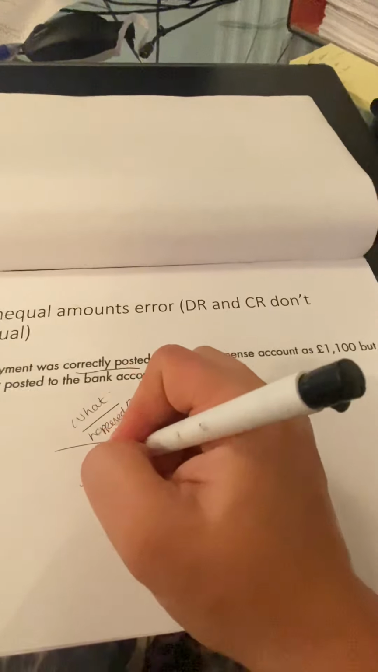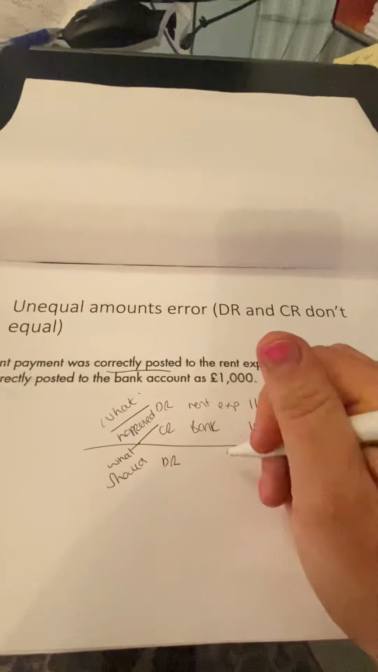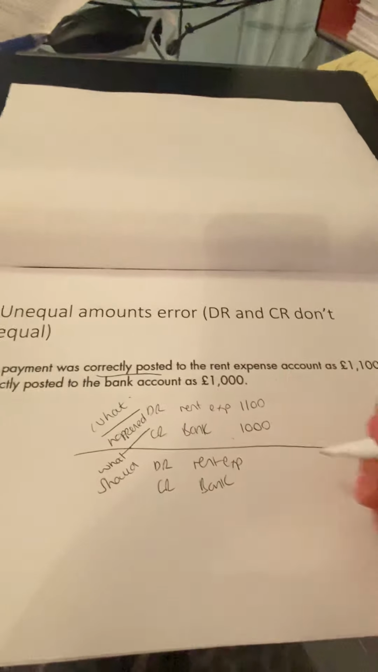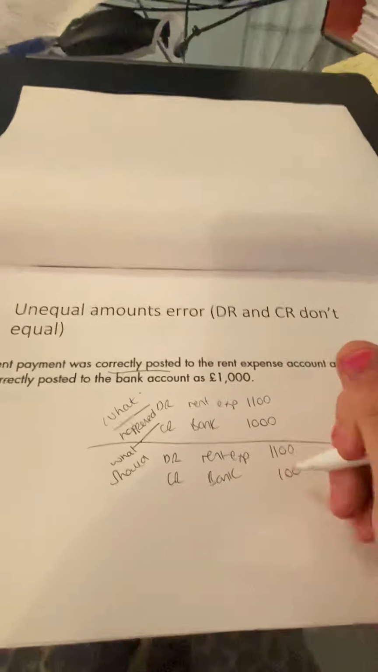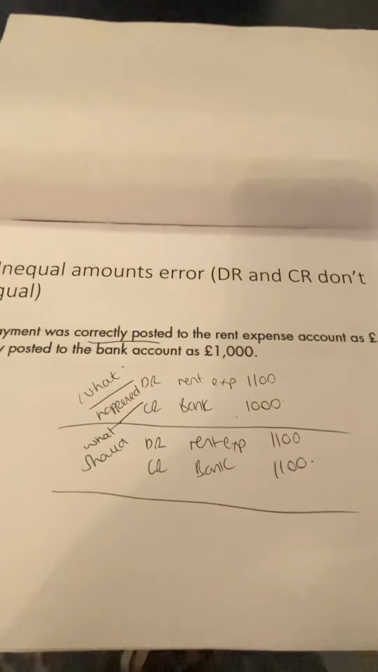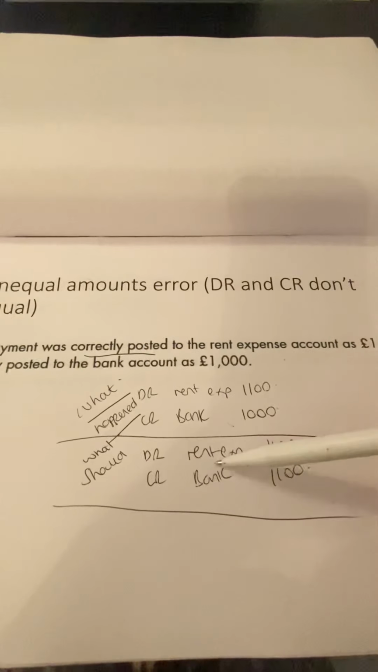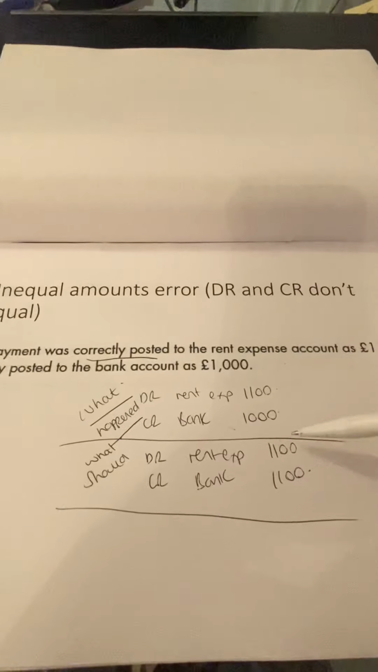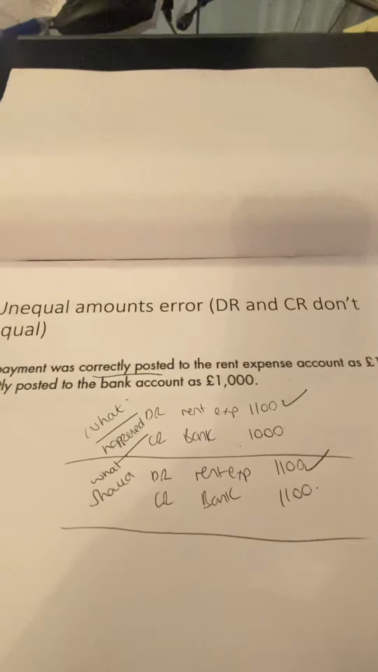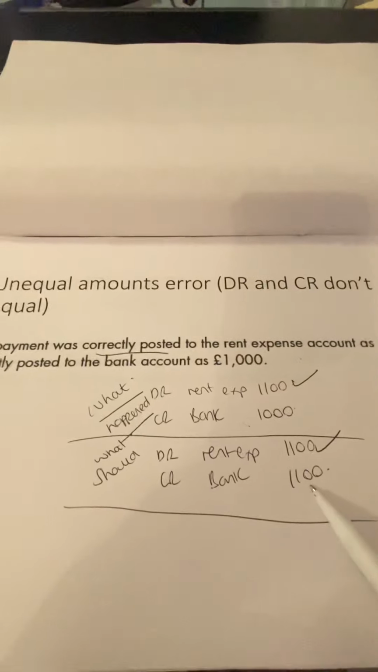What should have happened though is the debits and credits should have been the same, shouldn't they? So we should have debited rent expense, credited the bank with 1,100. Okay, so look at the information you've got again. Debit rent expense 1,100, debit rent expense 1,100. That is right, isn't it? However, we have credited the bank with 1,000 and we should have credited it with 1,100.